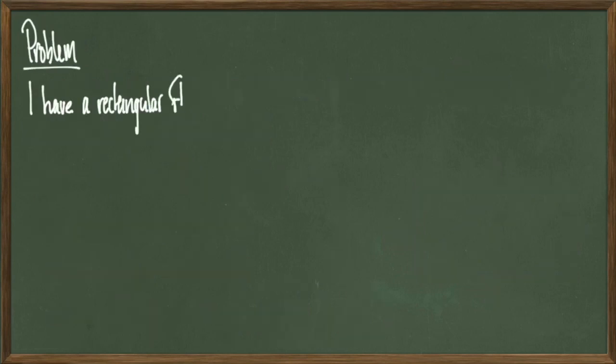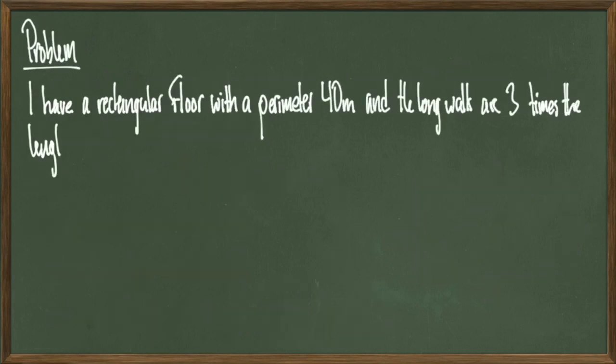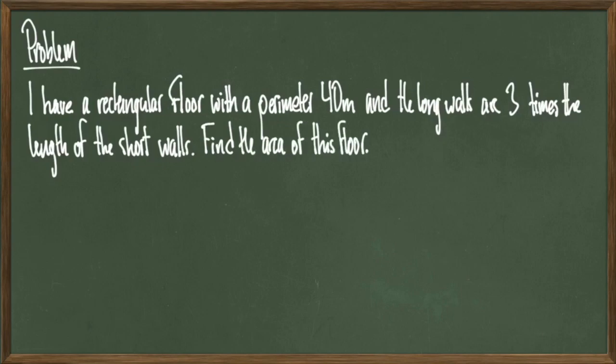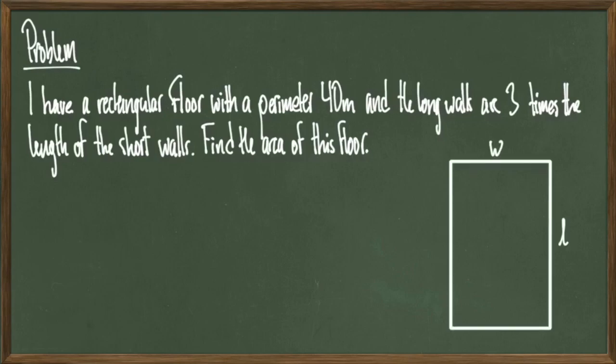For our next problem, suppose that I have a rectangular floor that has a perimeter of 40 meters, and the large wall is 3 times the length of the short wall. Find the area of this floor. Like before, I'll start out by drawing a picture. I'll let W denote my short wall, and L denote my long wall.